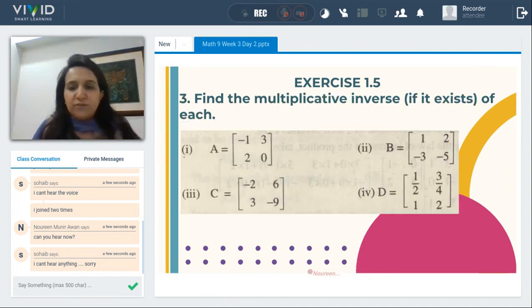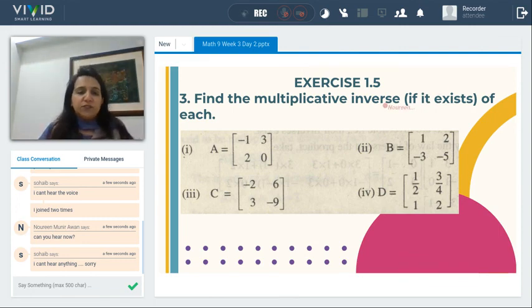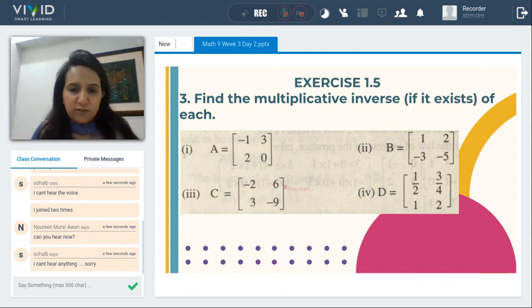We will do question number 3 tomorrow. Find the multiplicative inverse if the inverse is possible. We can find out the inverse easily. First, we have to find out the determinant of each matrix. If it is equal to 0, it means we cannot find the multiplicative inverse. If the determinant is not equal to 0, we will move on and find the adjoint and divide the adjoint with the determinant. So we will be doing question number 3 tomorrow.